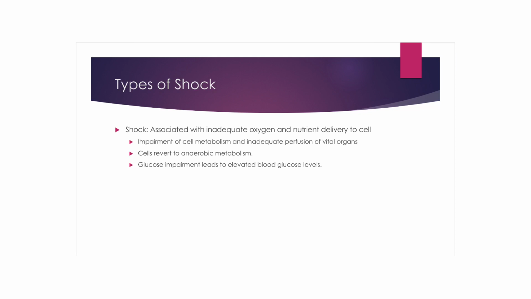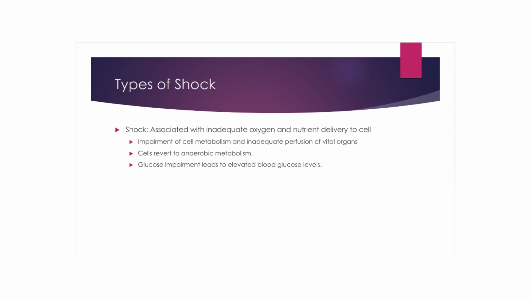So shock is an abnormal state associated with inadequate oxygen and nutrient delivery to the metabolic apparatus of the cell. This is a very technical definition. It's the same thing as hypoperfusion. It results in impairment of cell metabolism and ultimately inadequate perfusion of vital organs, prevents the body from properly using oxygen and glucose at the cellular level. And we know that's where we get energy from, ATP.